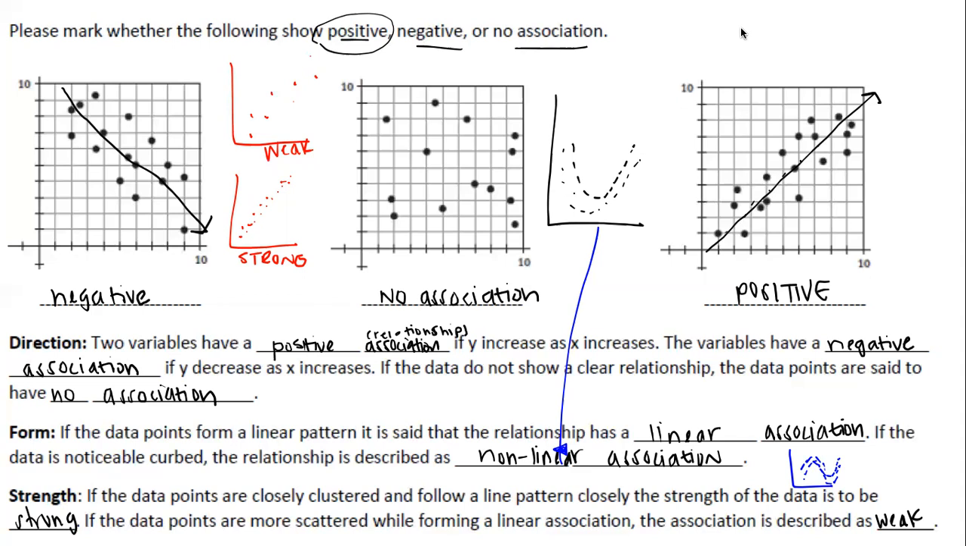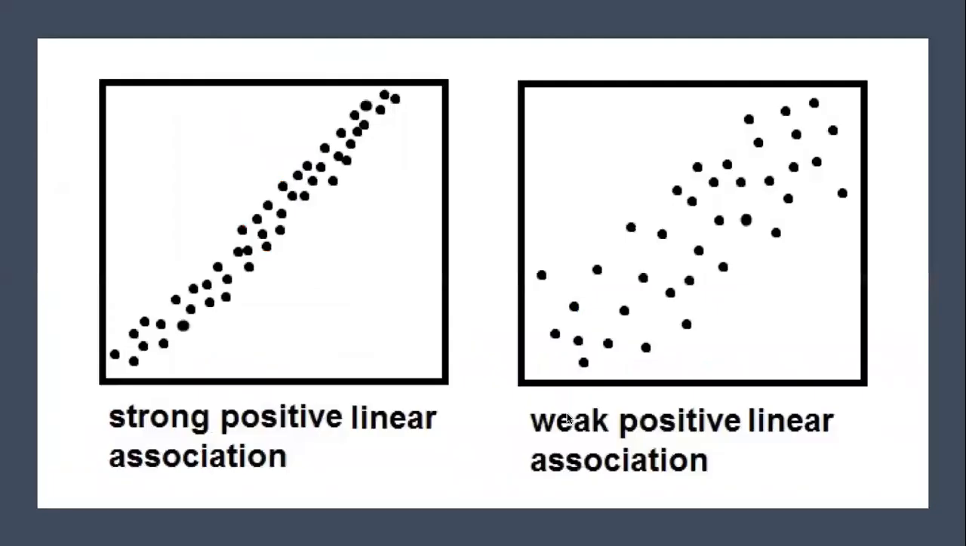So what I'm going to do is ask people to give me the direction, the form, and the strength, okay? So all three of these descriptors, I want you to be able to explain. So here's another example of strong versus weak. So this is strong because this data is close together. It's positive because it's going in a positive direction as X increases, Y increases. And it's linear because it's going in a linear direction. This one would be weak because they're less clustered together.